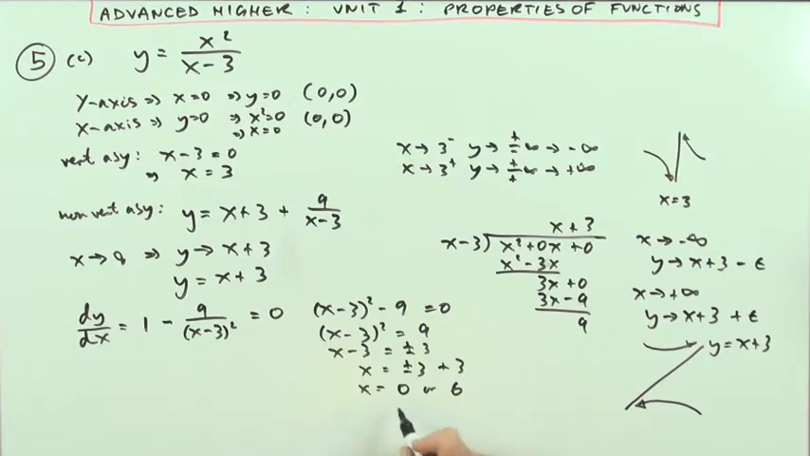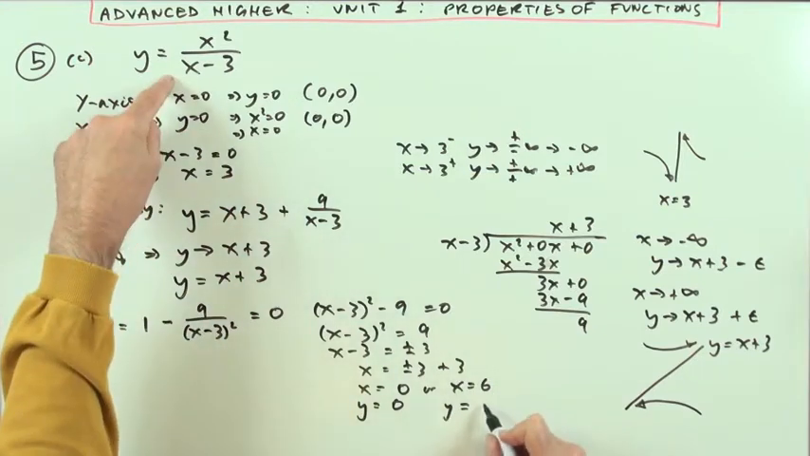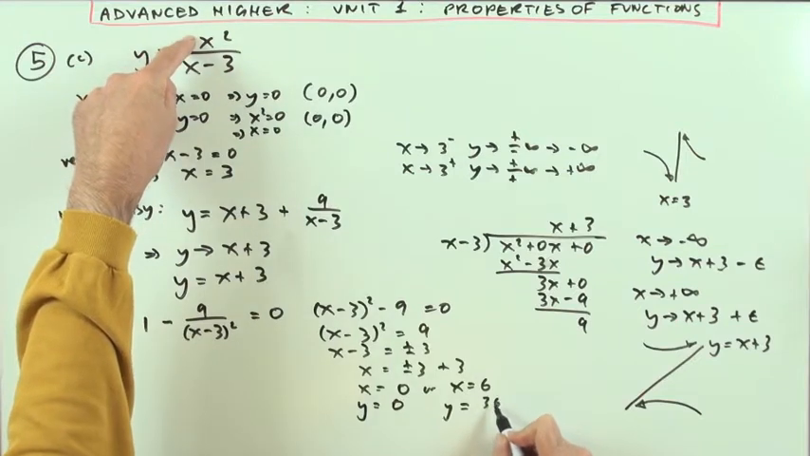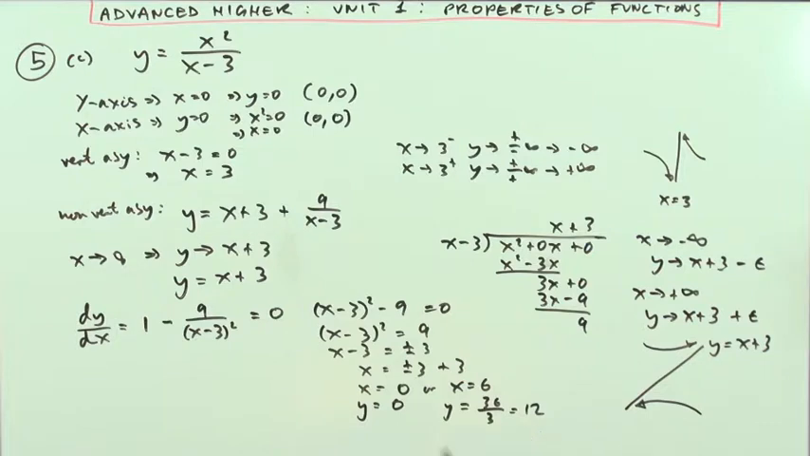What are they? Well, when x is 0, y is 0. I've got that point already. Or when x is 6, maybe I should just put that down. x is 6. y is going to be, I could use either formula, I'll just use this first one here. I've got 36 over 3, which is 12. So I've got 2 points. I've got 0, 0, and I've got 6, 12.